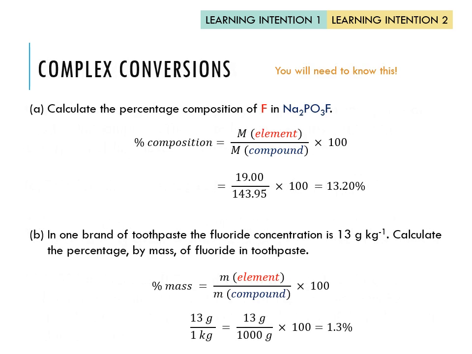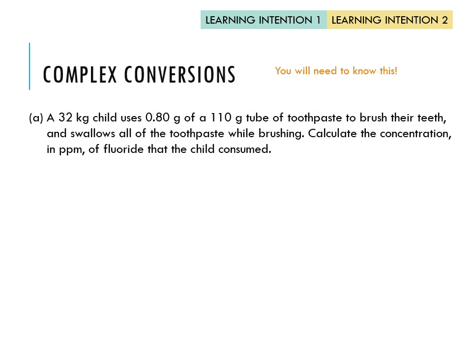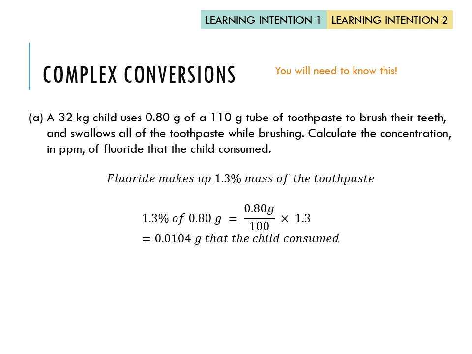Okay, so here's some examples of how to do that. We have calculating the percentage composition. So think back to last year when we talked about the percentage. We're looking at the total molar mass of the compound. We want to find the molar mass of the element. We would go into the periodic table to find that because F is 19. And if we added 2 lots of sodium, 1 lot of phosphorus, 3 lots of oxygen, and 1 lot of fluorine, all together we would get a molar mass total of 143.95. So here's the other way of showing it as well.